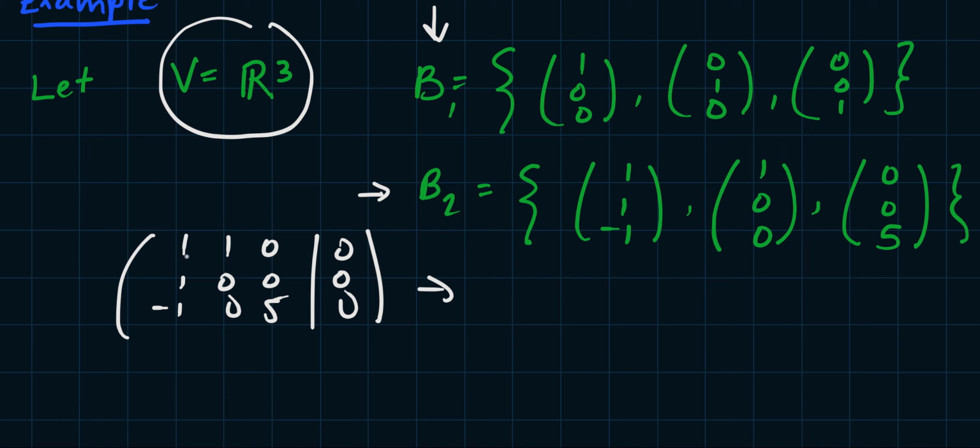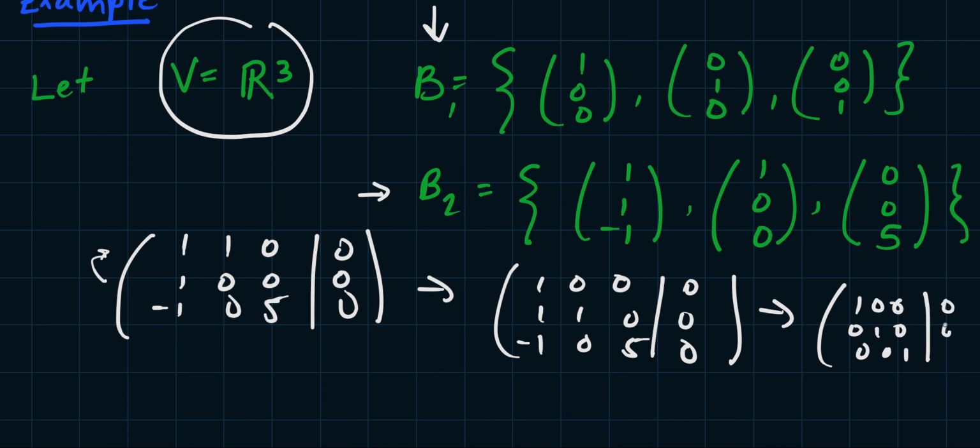You'll have 1, 0, 0, 1, 1, 0, 0, 0, negative 1, 0, 5. And the reduced row echelon form, if you continue this, is going to look like this. So we're going to have one solution because we get the 3 by 3 identity matrix here. So you can see that they're linearly independent.